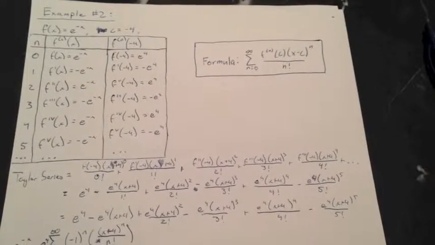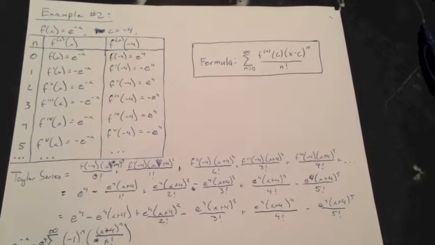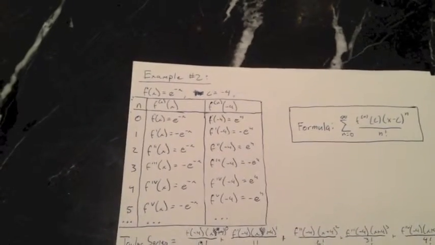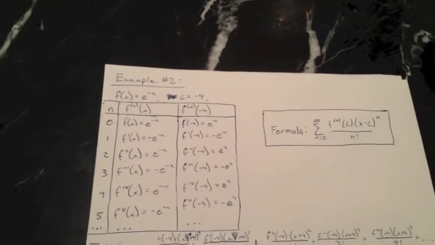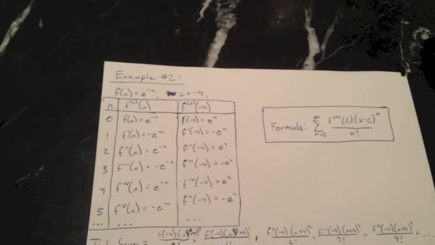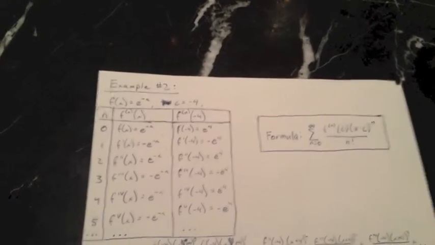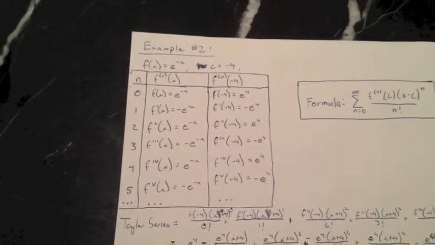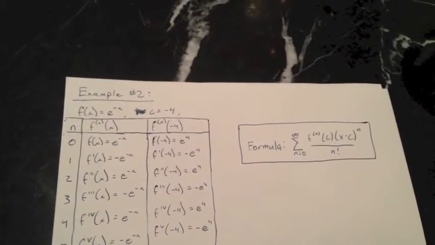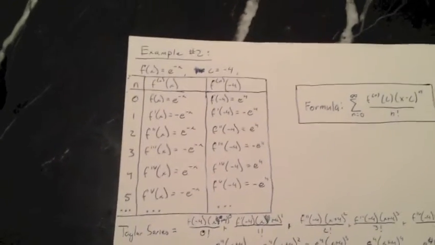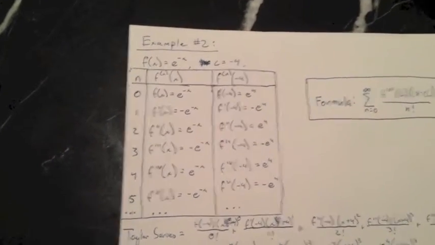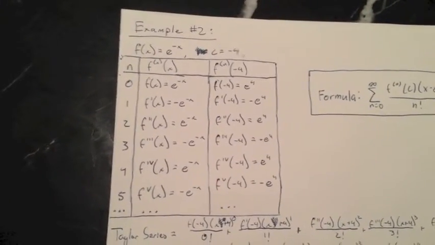Okay, this is example number 2 of the Taylor-Maclaurin series. The function we have is f of x equals e to the negative x centered around negative 4. Now this is a Taylor series because c is around negative 4 and not around 0. And now, in order to find this, there wasn't a set degree, so we're just going to find this to the 5th degree just to make life easier. And this one's actually very generic and easy because it's an exponential function.